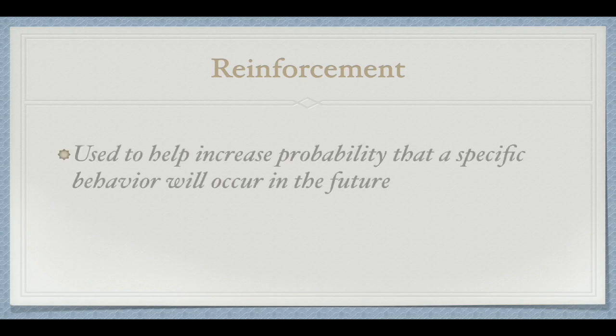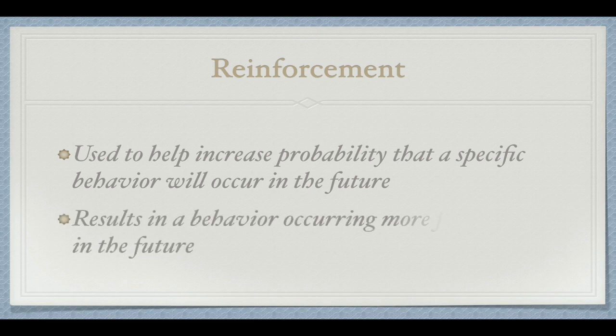So now we're going to look at what reinforcement is. This should be reviewed based on previous videos, but what is reinforcement? It's used to help increase the probability that a specific behavior will occur in the future. And that can be through positive reinforcement. Positive reinforcement will make sure that that behavior will happen again in the future. Same thing with negative reinforcement. Negative reinforcement is the withdrawal of something, but that will also increase the likelihood that something will happen again in the future. It results in a behavior occurring more frequently in the future.